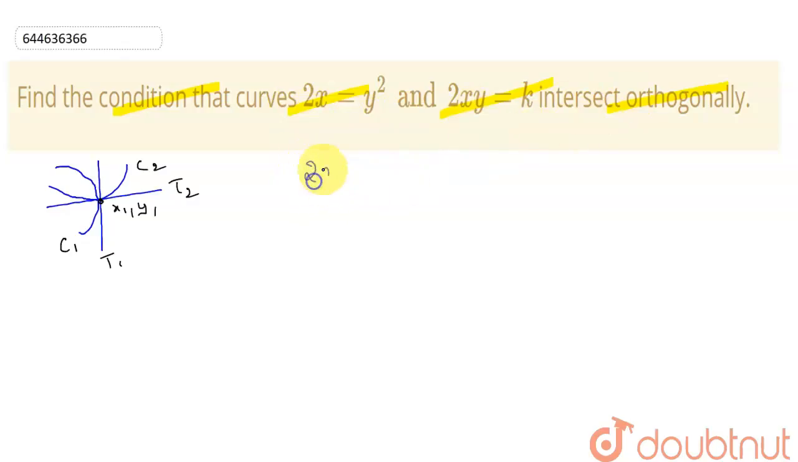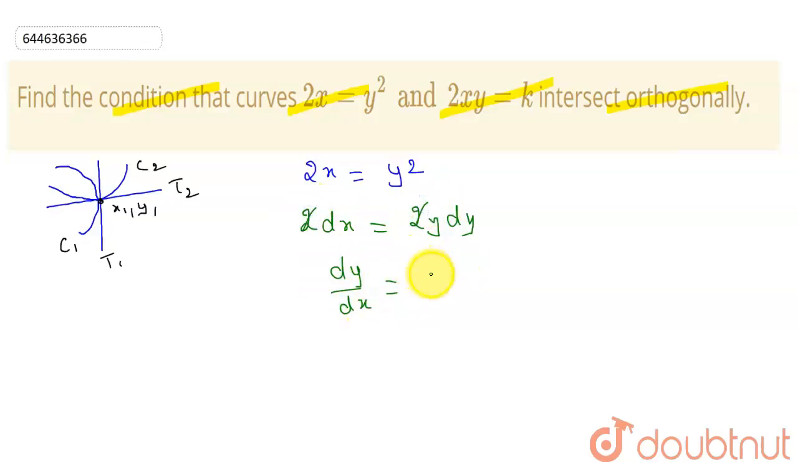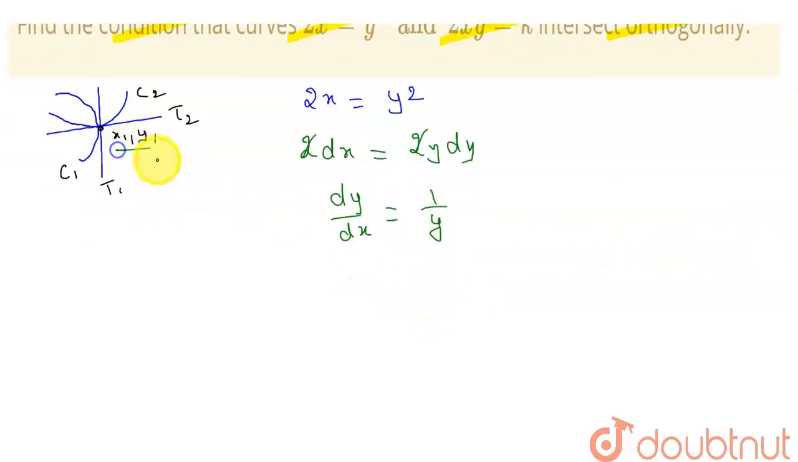See, the first equation is 2x = y². Now let me differentiate this. So this gives me 2dx = 2y dy. From here I am getting dy/dx = 1/y, as the 2 cancels. But we have to find the slope at the point (x1, y1). So the slope at that point will be 1/y1. So my slope m1 is 1/y1.